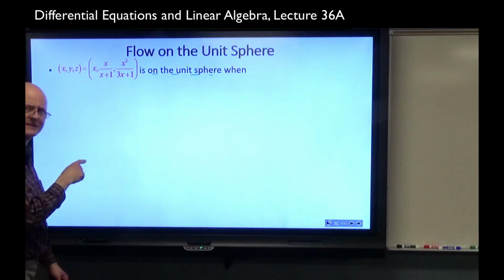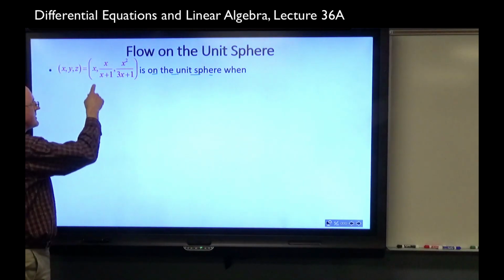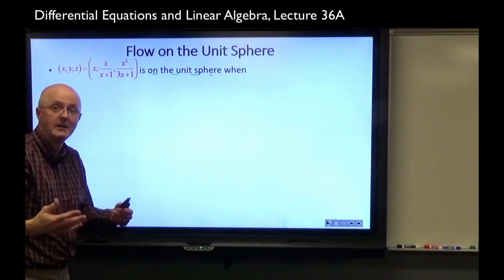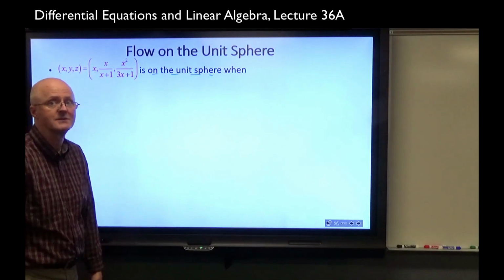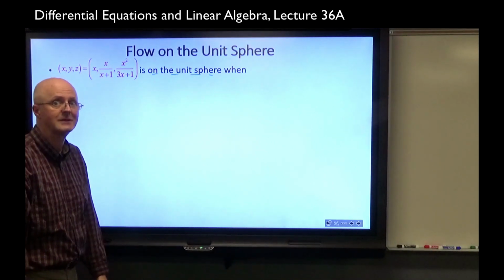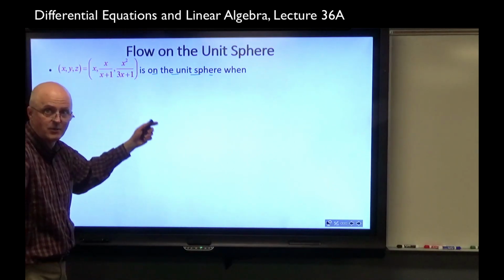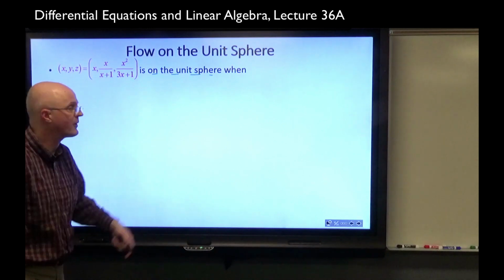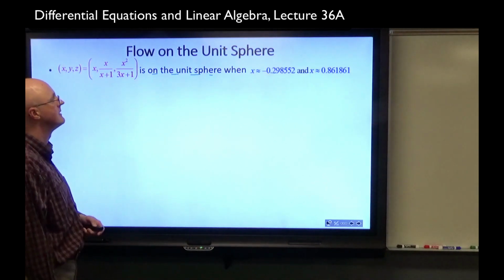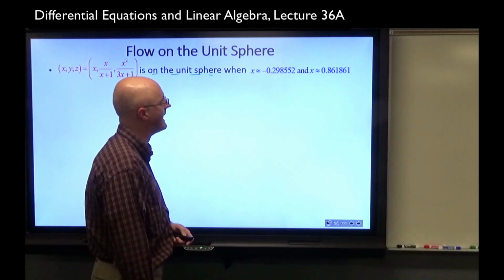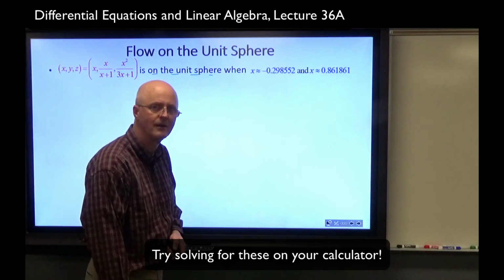Think about the distance formula in 3 dimensions. That would be the square root of this squared plus this squared plus this squared. Since I'm setting equal to 1, I can actually get rid of the square roots. I'm going to show you Mathematica here to do this. And say this squared plus this squared plus this squared without a square root equals 1. Solve for x, you'll get 2 solutions. X is about -0.298552 and x is about 0.861861.